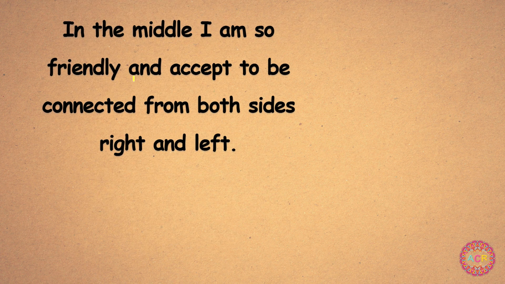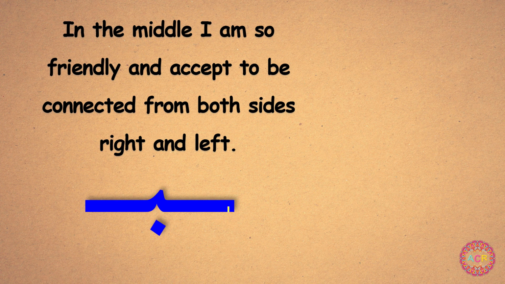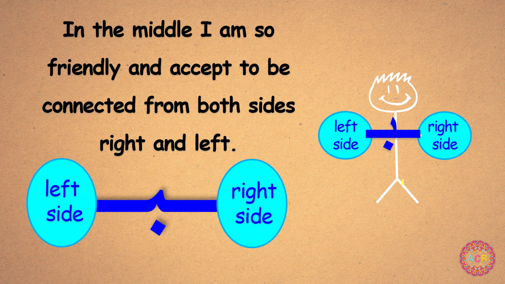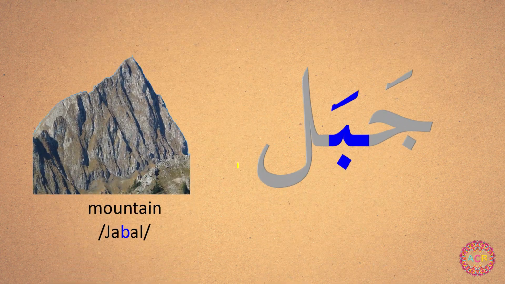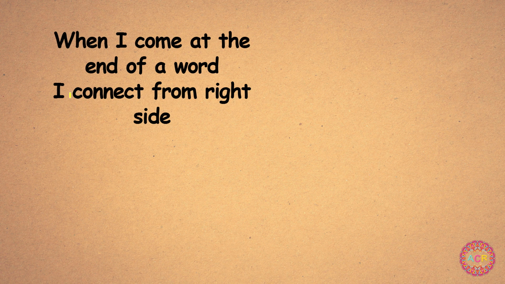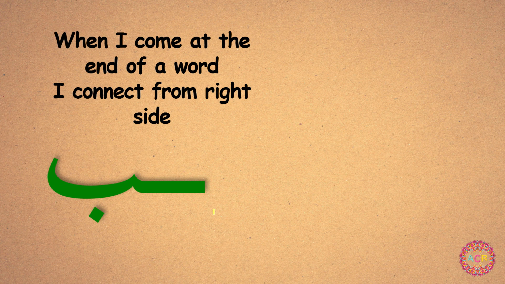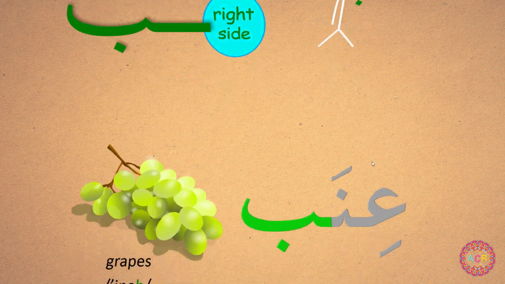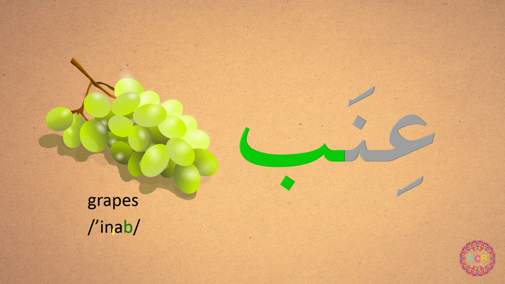In the middle, I'm so friendly and I accept to be connected from both sides, right and left. So this is the letter ba connected from the right side and from the left side, as you see here. As in Jabal, mountain. When I come at the end of a word, I connect from the right side. So this is a ba connected from the right side, as you see here. As in Inab, grapes.